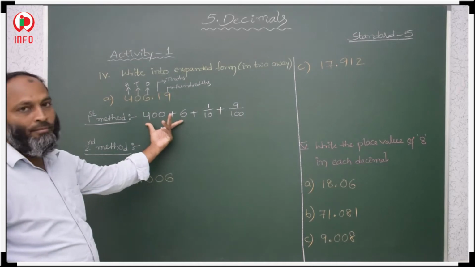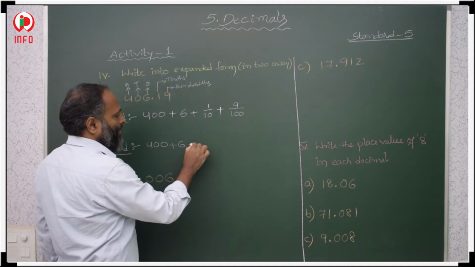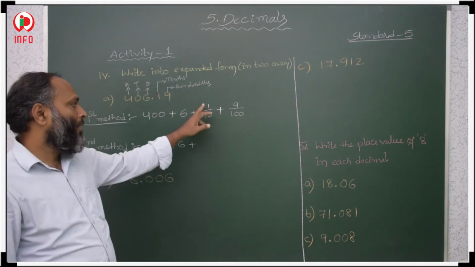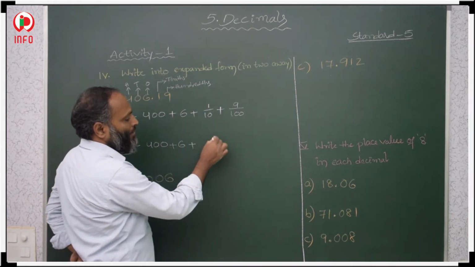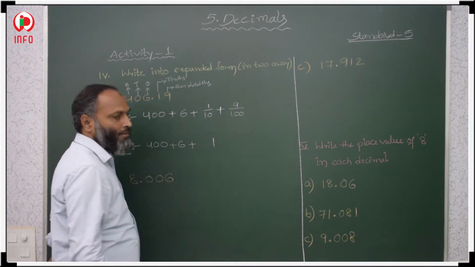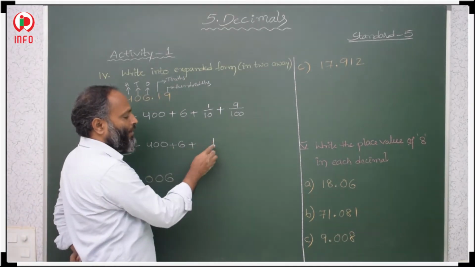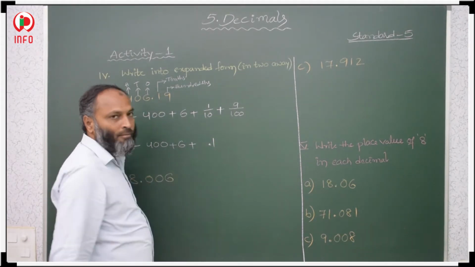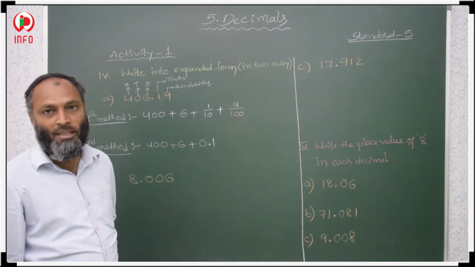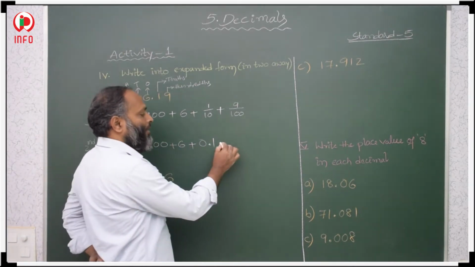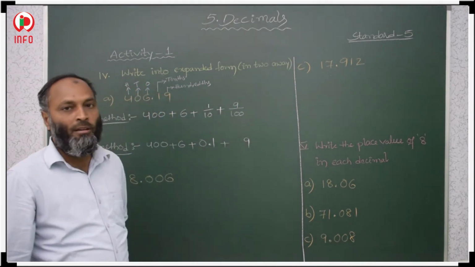Till here it is same, 400 plus 6 is same, plus. Here 1 by 10, so here the numerator we have to take as it is. Here 10 is there, after 1 digit we keep a decimal, and before that, no number is there, so 0. Then after that, we take the numerator as it is.